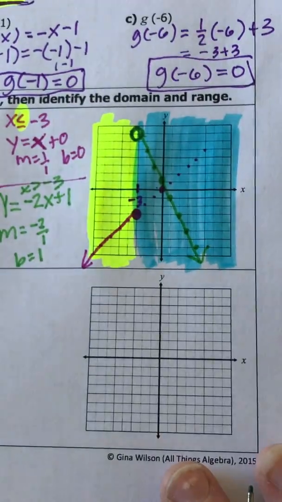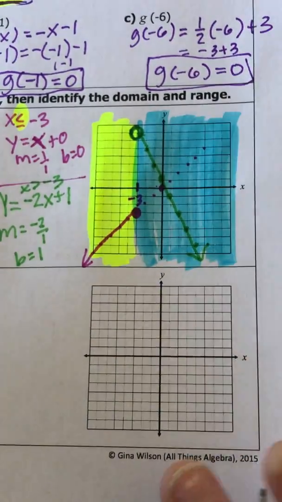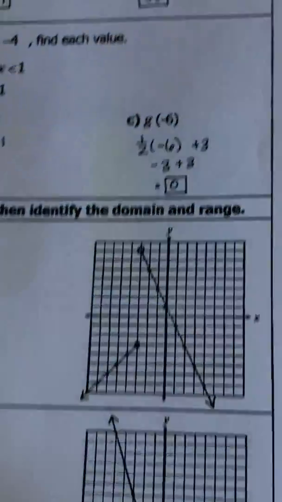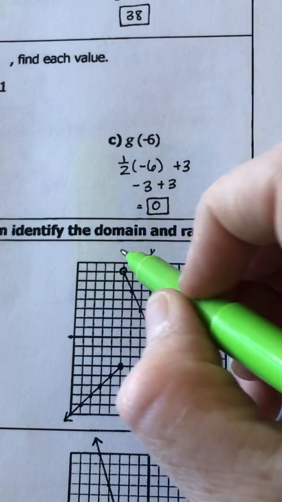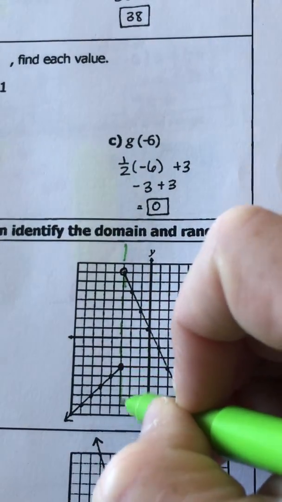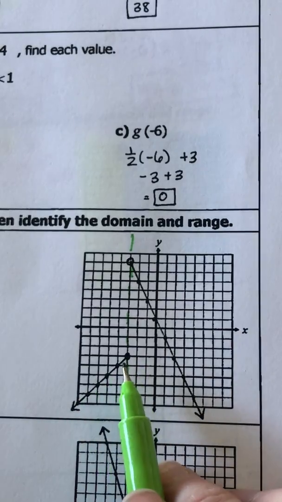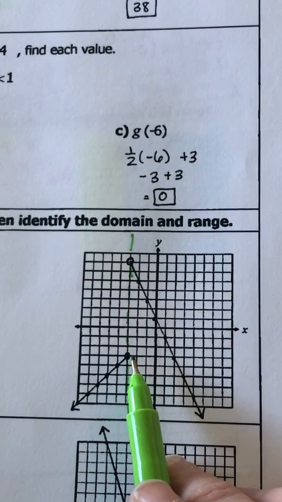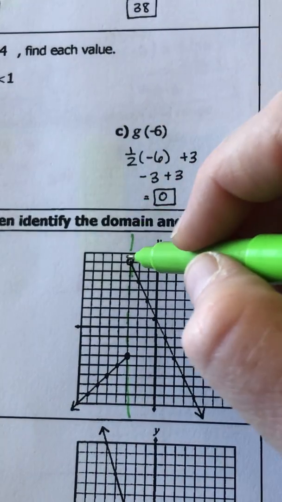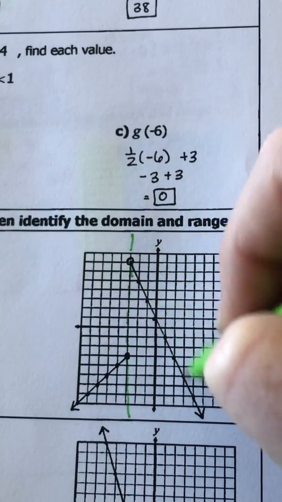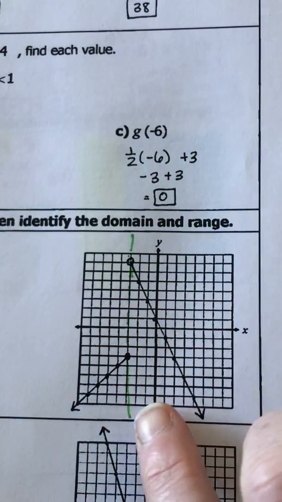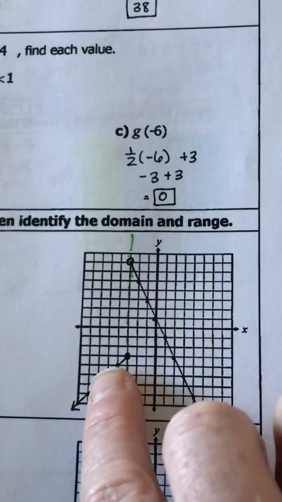So that is your piecewise graph, and I'll show you here without all the coloring, okay? So here's -3. On the line y equals x, we have a closed circle, and then on the line y equals -2x plus 1, we have an open circle, okay? And I've connected only the sides according to the domain.